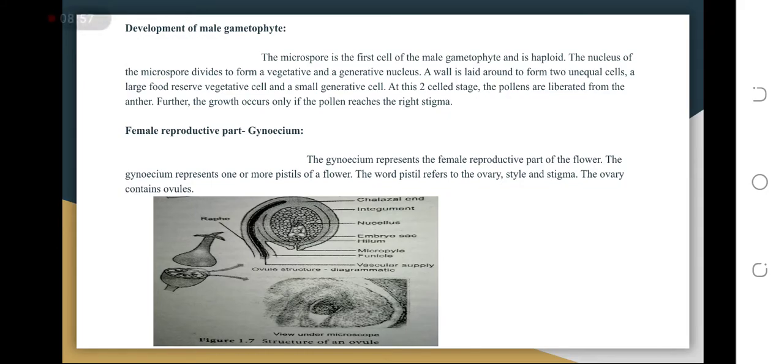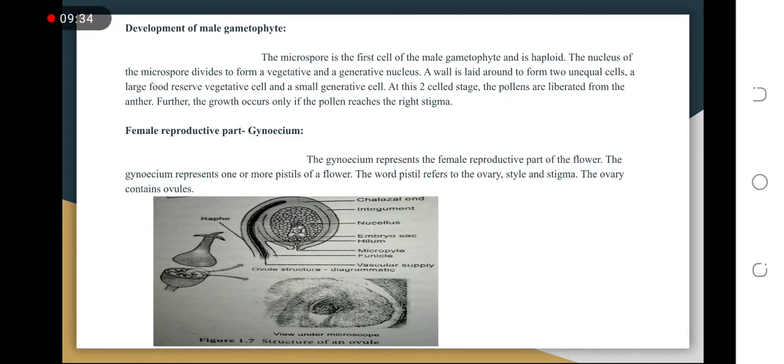The microspore is the first cell of the male gametophyte and is haploid. The nucleus of the microspore divides to form a vegetative and generative nucleus. A wall is laid around to form two unequal cells, a large food reserve vegetative cell and a small generative cell. At this two-celled stage, the pollens are liberated from the anther. Further growth occurs only if the pollen reaches the right stigma. Up to this, male gametophyte is over.